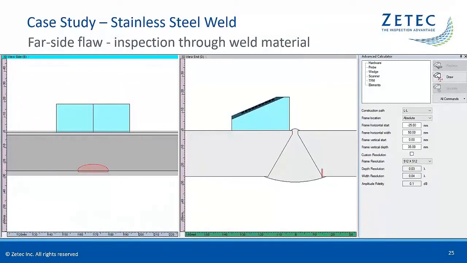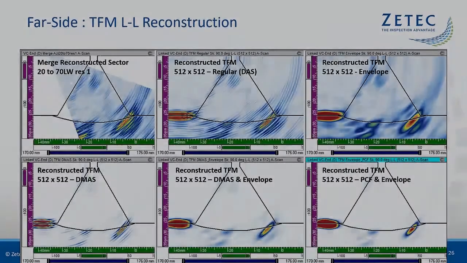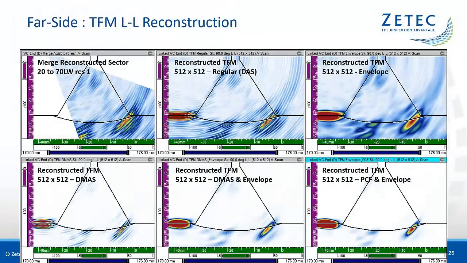Now let's move on to the configuration with the same flaw, but inspected from the far side of the weld through coarse grain austenitic weld material. These are the images from the reconstructed standard phased array sector scan in the top left corner and the TFM L-L reconstructions with various algorithms.